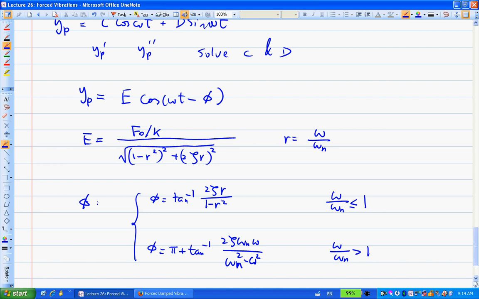So that's E and phi for the YP. Bear with me with the writing here. All I want is to just explain what the YP is a little bit.